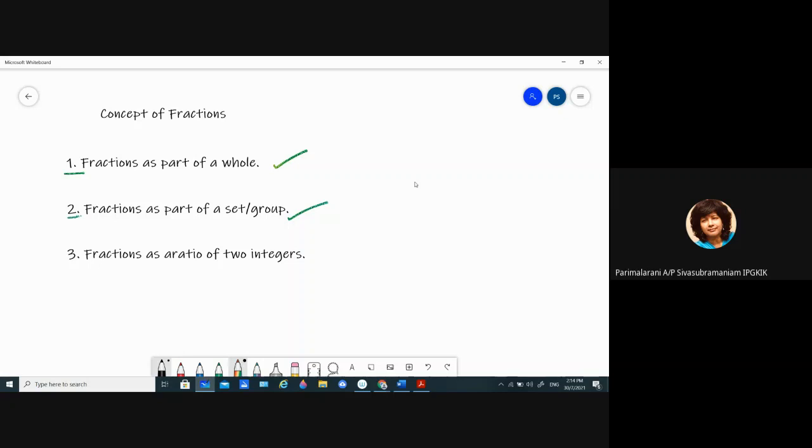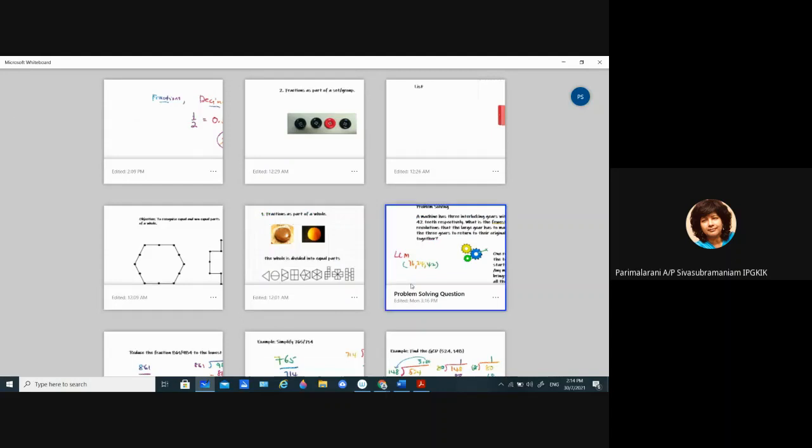When it comes to multiplication of fractions, students find it difficult to do this. So both of these concepts must be taught clearly: fractions as part of a whole and fractions as part of a set or group. And the third concept is fractions as a ratio of two integers, P over Q, where Q is not equal to 0. So fractions as part of a whole, fractions as part of a set or group, and fractions as a ratio of two numbers. These are the three concepts that we're going to look at today.